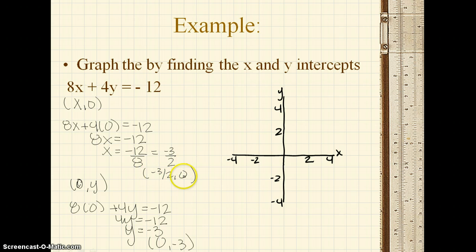So (-3/2, 0) goes, so this is -1 right here. So -1.5 would be just a little further over. And then (0, -3), you start at 0 and go down 3. And then from here all you have to do is combine using a straight line. Put arrows on the end to indicate that it continues on, and you're done. So that would be an example of how to graph finding x and y intercepts.